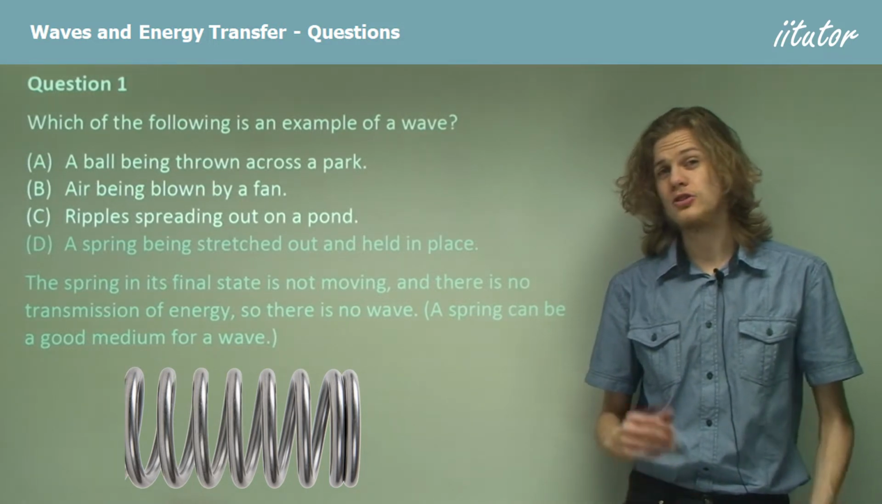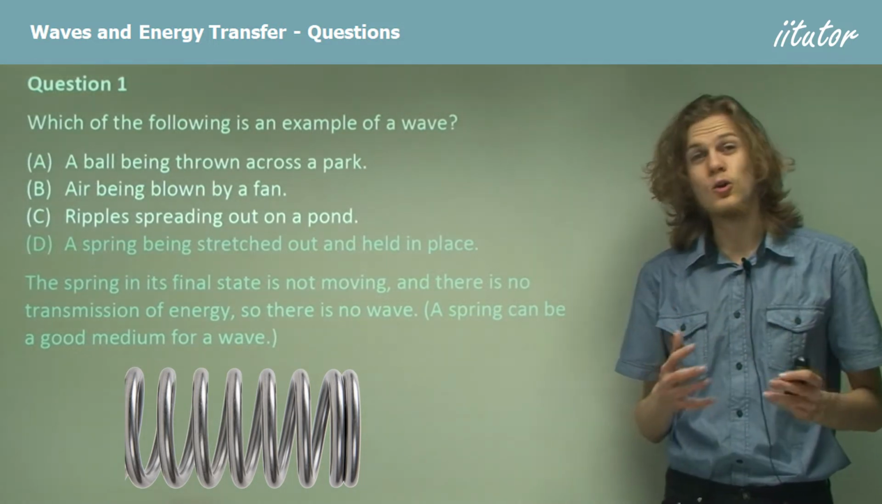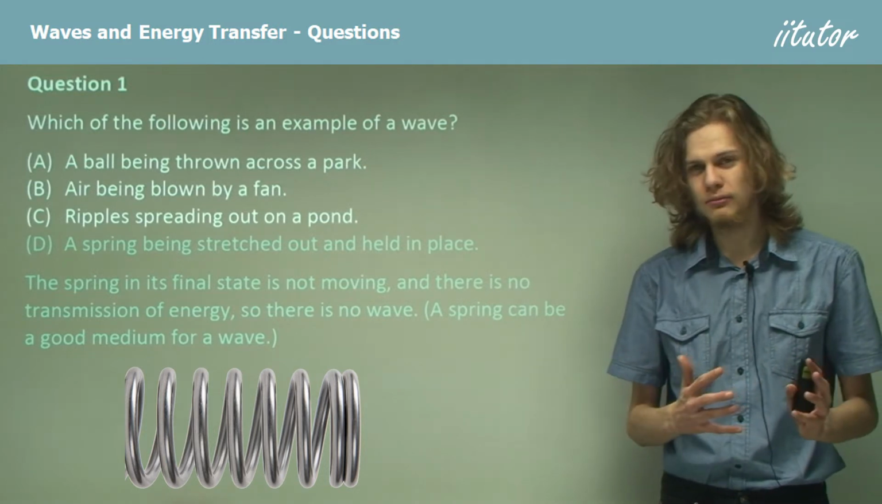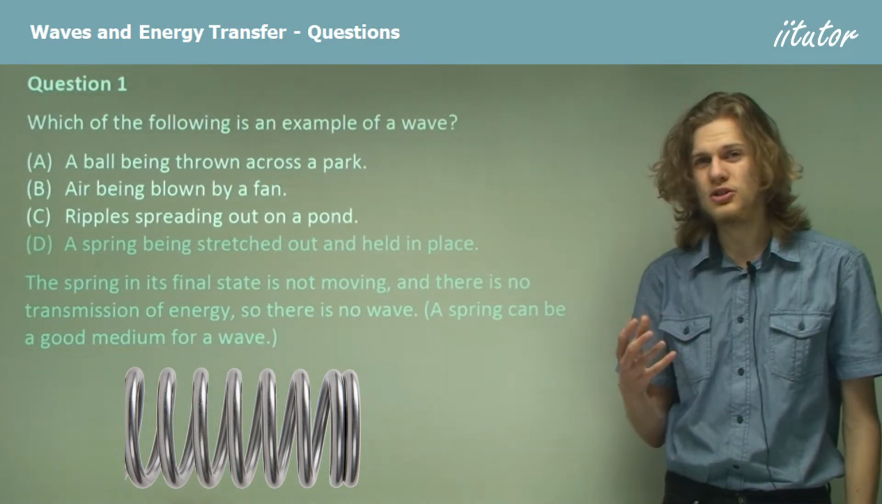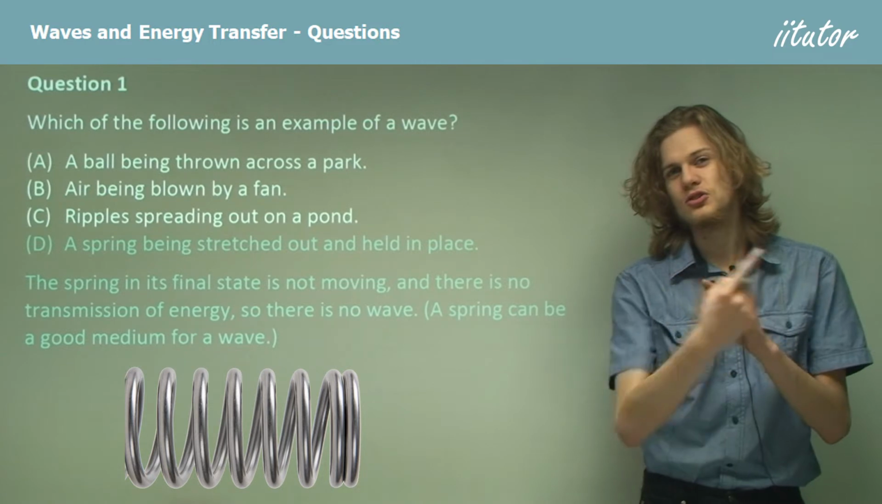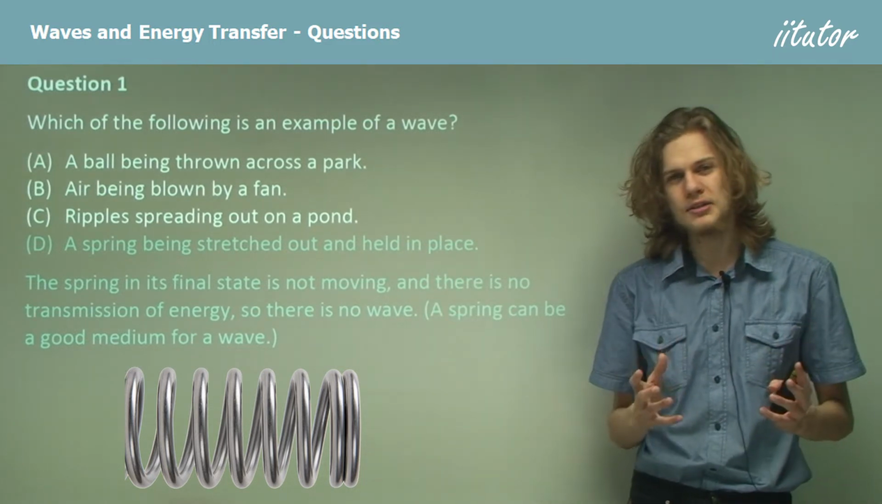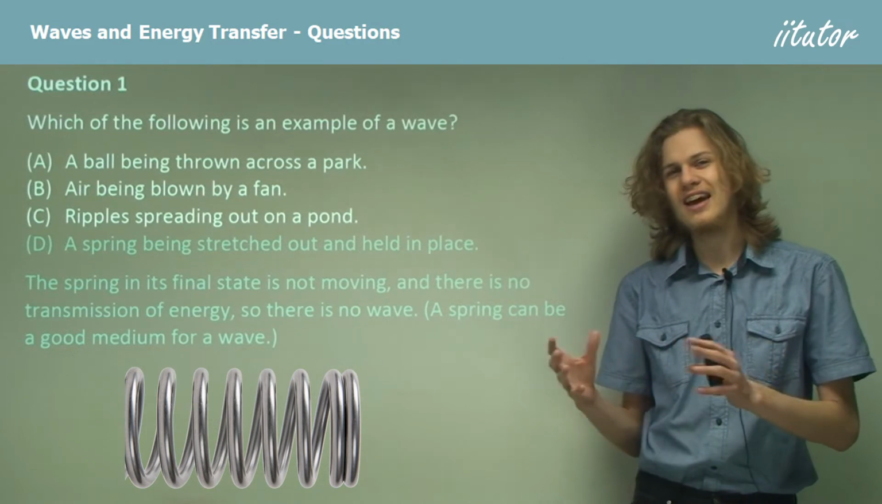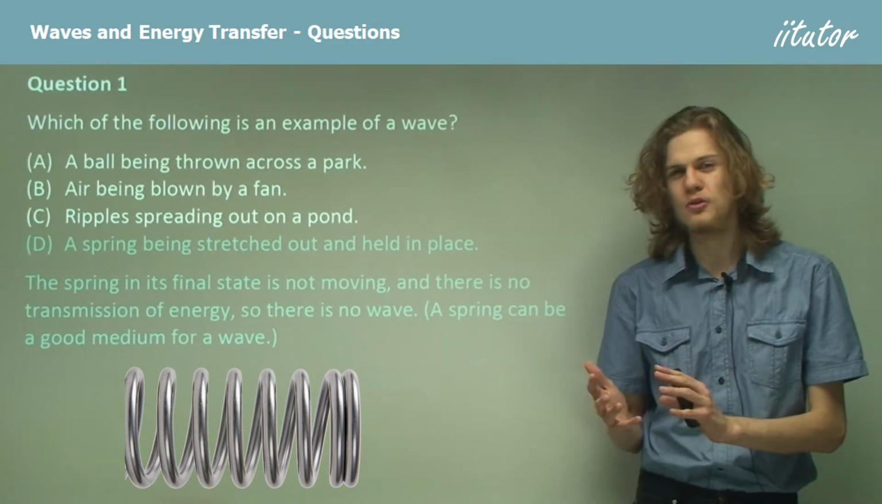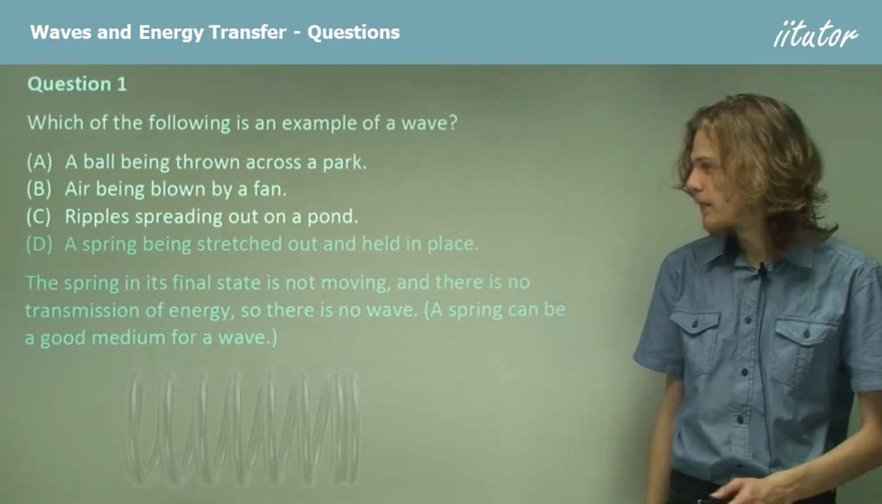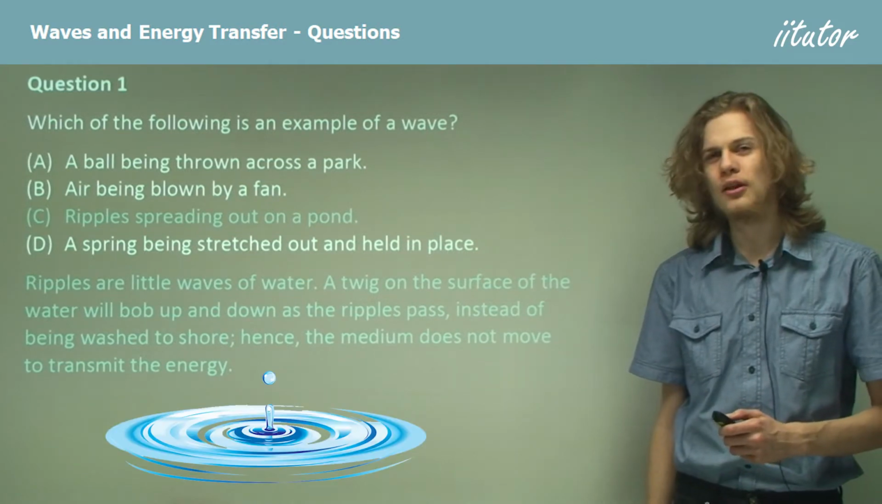It turns out that a spring, or even a stretched spring, is a good medium through which waves can travel. In particular, there'll be one-dimensional waves traveling in the same direction as the spring. But at the moment, it's only stretched out and it's being held in place. So that means that energy isn't actually moving through the spring, and it's not a wave. Our last option is C, ripples spreading through a pond.